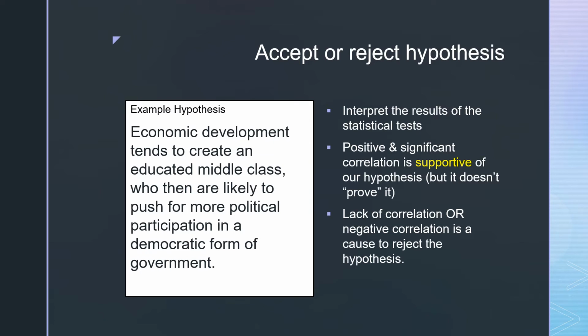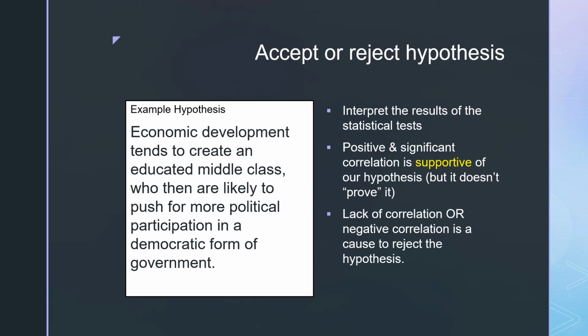Once we test our hypothesis, we can finally examine our statistical results and decide whether to accept or reject our hypothesis. We interpret the results of the statistical tests. For example, in simple statistical tests of correlation, a positive and significant correlation is supportive of our hypothesis. So if we come out with a significant relationship between our variables that's statistically significant, we can say that it supports our hypothesis, but we can never say that it proves it.